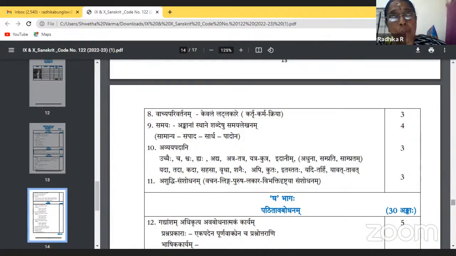So we have to give so many trainings to them, especially in object. Noun and verb, they will write easily, but the object we should train. Is it Dvitiya Vibhakti or Prathama Vibhakti? They have to write correctly.